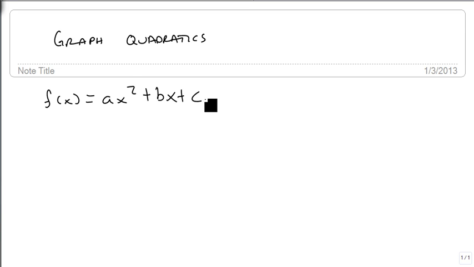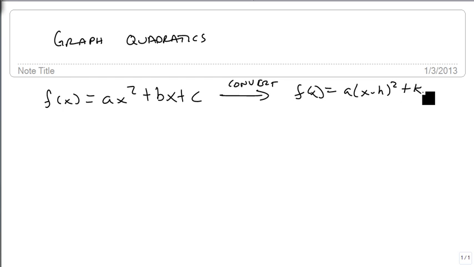We're now going to graph from general form to transformational form so that we can graph using the rules that we've already learned. So we're graphing quadratics again. And this time we're going to start with the general form, ax squared plus bx plus c, and we're going to convert to f of x equals a times (x minus h) squared plus k. And we're going to do this using completing the square that we learned earlier.